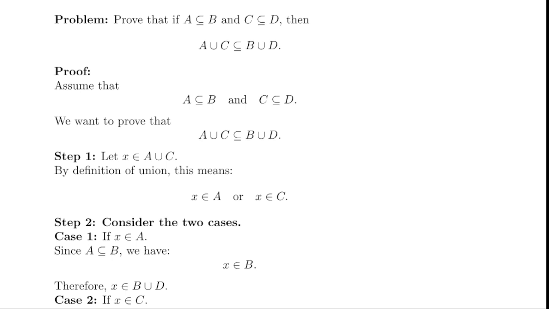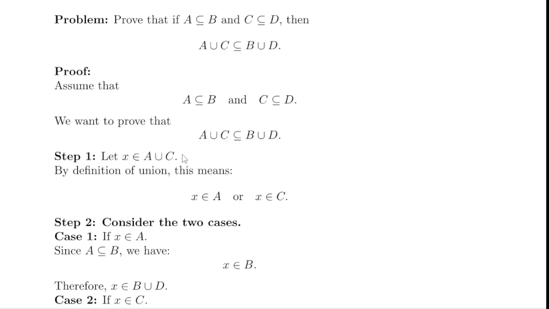In this video, we want to prove that if A is a subset of B and C is a subset of D, then A union C is a subset of B union D. So let's first assume that A is a subset of B and C is a subset of D. We want to prove that A union C is a subset of B union D.